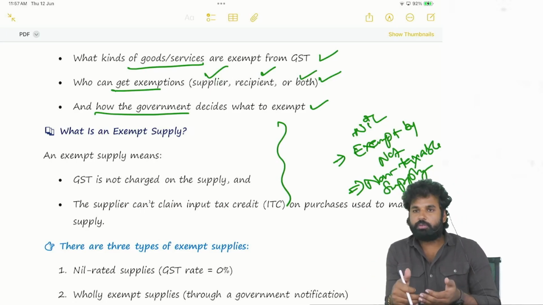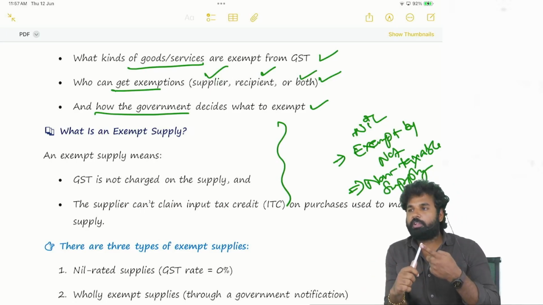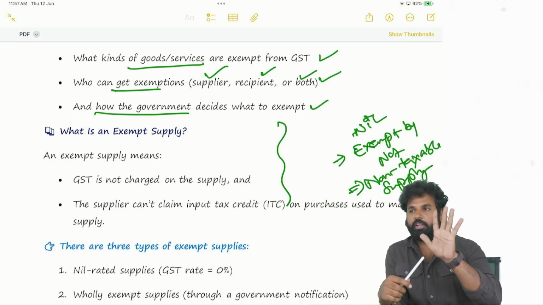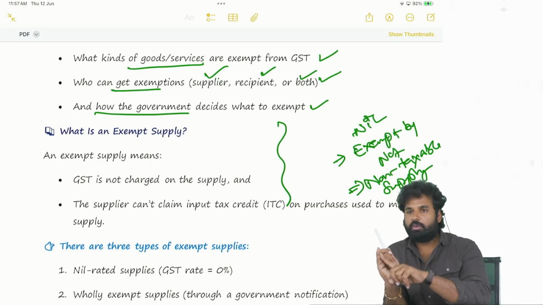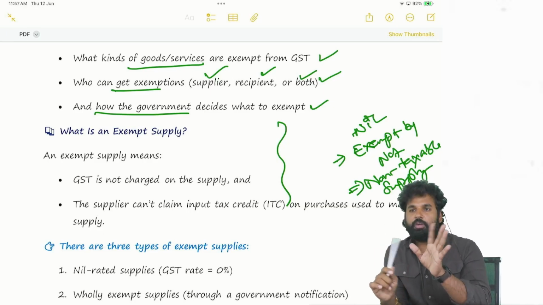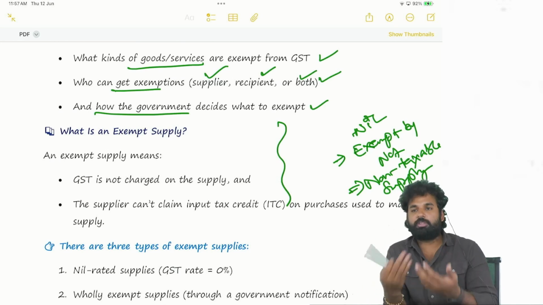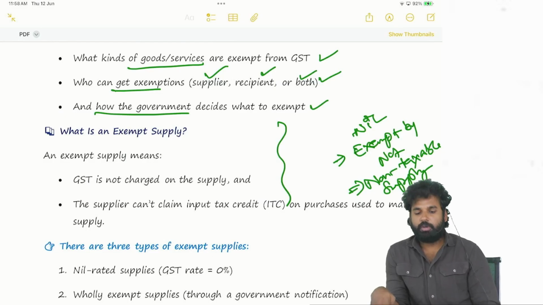What are those? Alcoholic liquor for human consumption and 5 products: petrol, petroleum crude, diesel, aviation turbine fuel, natural gas. So totally 6 those are. So these are the 6 which are non-taxable supply. Remaining are exempt. Okay, exempt supply includes non-taxable supply.